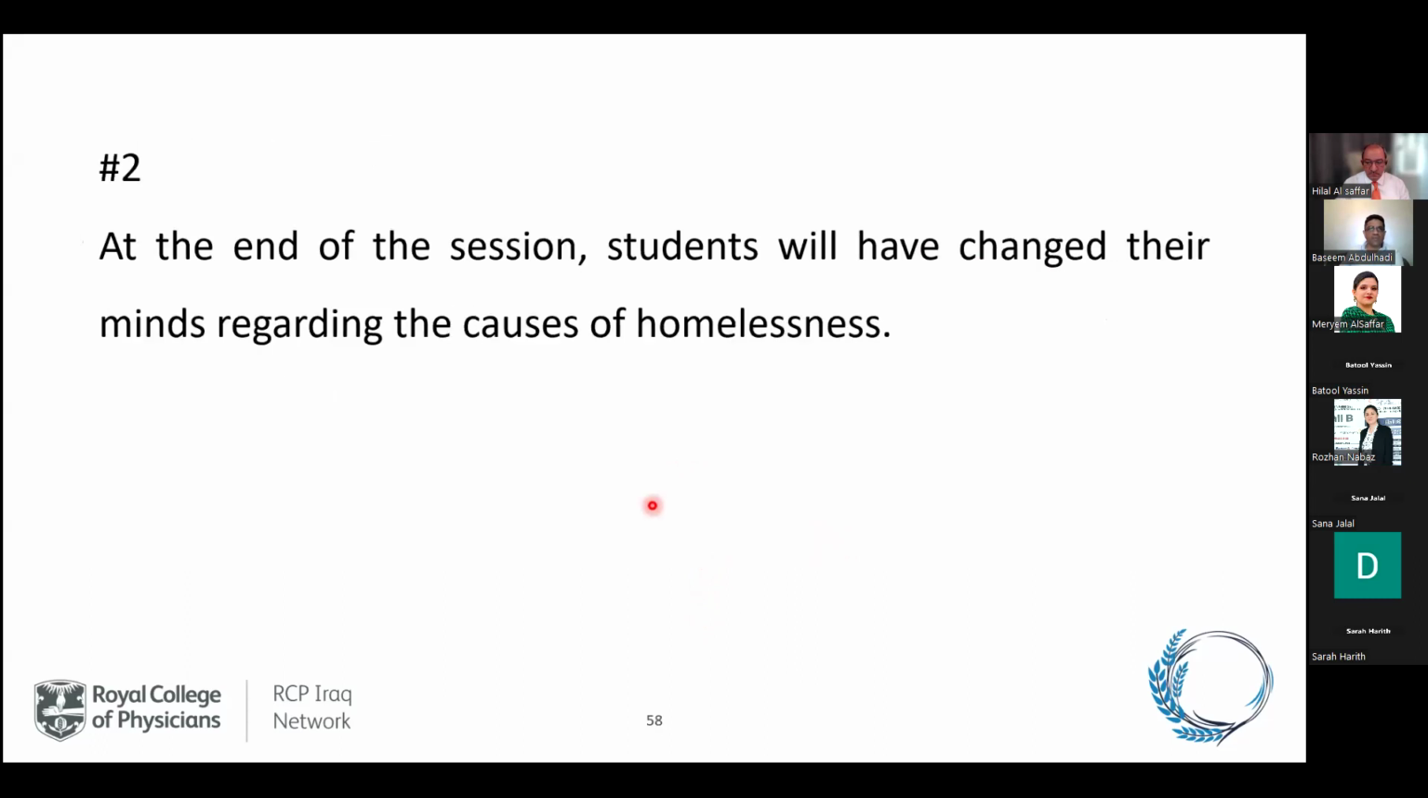Second example: at the end of the session, the students will have changed their minds regarding the causes of homelessness.